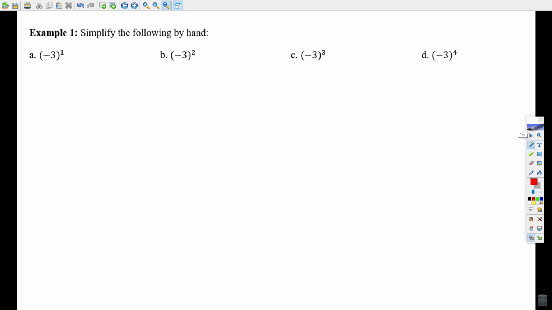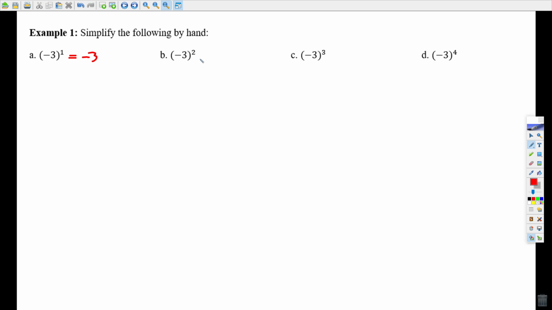For our first example, we're just going to simplify this by hand, trying to figure out exactly what's going on here as we increase the exponent amount, the powers, by 1. We're going to start with negative 3 to the first power. That's pretty simple because negative 3 to the first just means you have one of them. So this would be the same thing as saying negative 3.